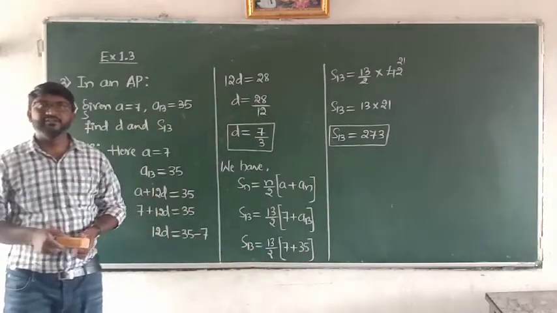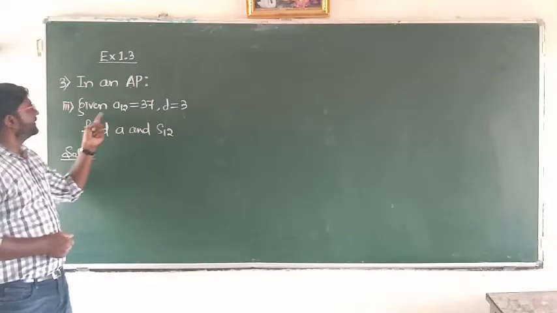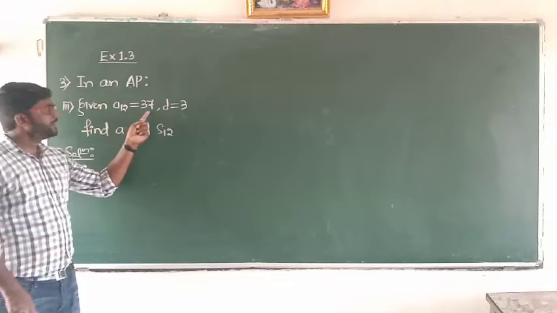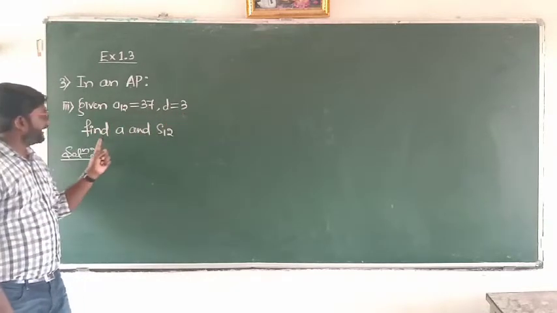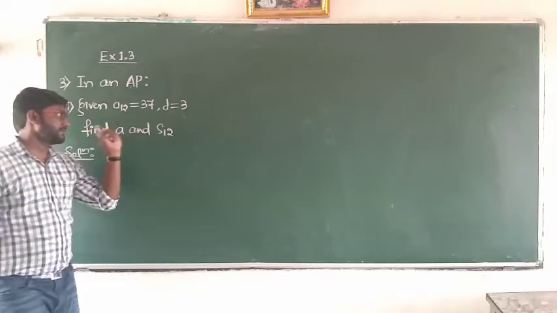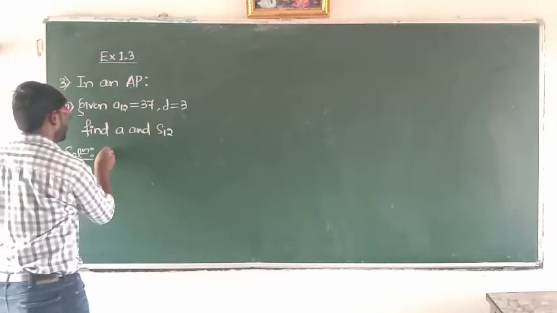Pause the video to note it down. Okay, the next question: A12 is equal to 37 and D equal to 3. Find A and S12. So first we will write the given information here.